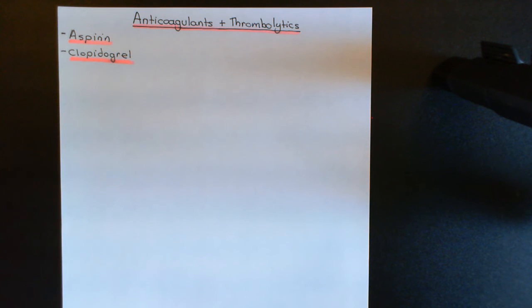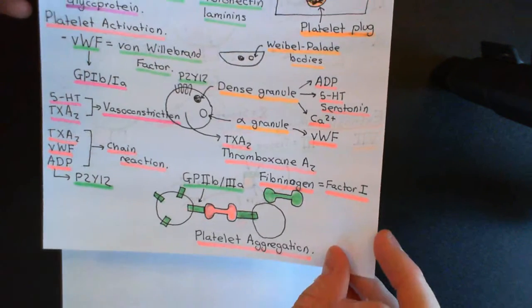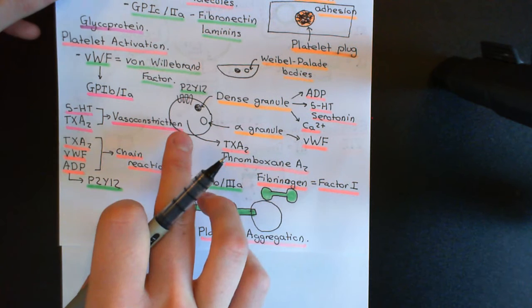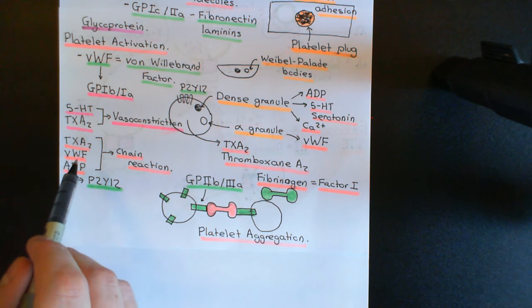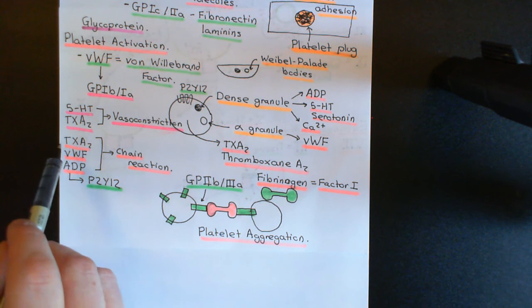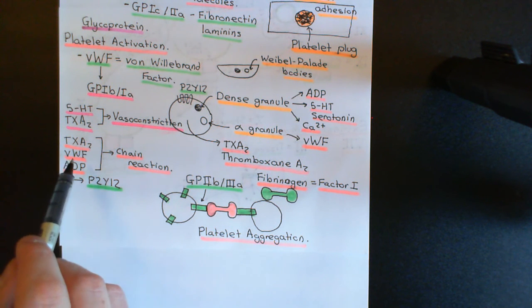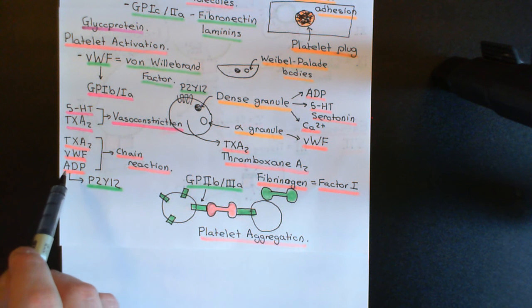So I'm just going to get up the piece of paper from the previous video on hemostasis in which we go over this. Here is the relevant picture. So here is a platelet that is undergoing activation, and we've talked about the fact that they release all of these substances. So the key chain reaction substances that we saw were thromboxane A2, von Willebrand factor, and ADP.